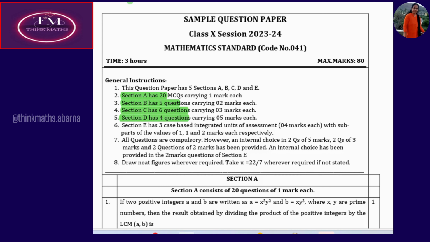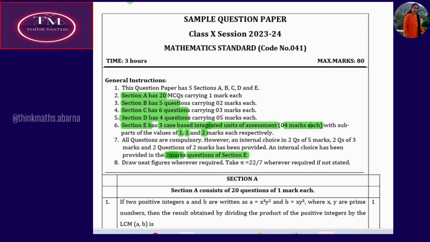In this session, we are going to discuss section E, which has 3 case-based assessments. Each question will carry 4 marks with subdivisions 1, 1, 2. So there will be 3 subdivisions. One subdivision will be 1 mark, another will be 1 mark, and another will be 2 marks. In the 2 marks, you have internal choice. All questions are compulsory. So this is about section E.